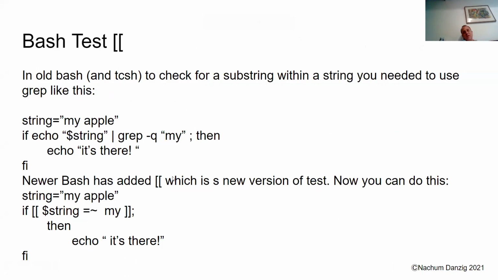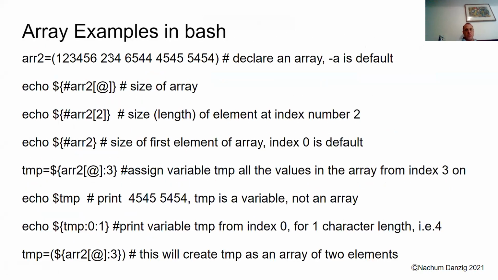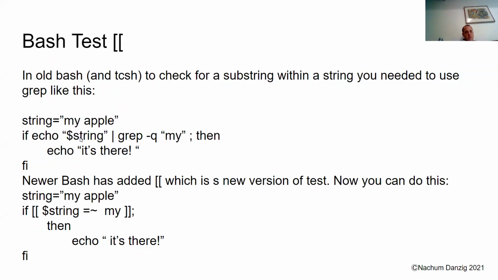And then there's this double bracket. I briefly showed you, but there's a single test. We call this test. But with one bracket, it's also called test. And with two brackets, it's also called test. So the two brackets we call new test, and the single bracket we call regular test, or just test. We already talked about how you can say, is a string equal to, or does the string contain the word my.